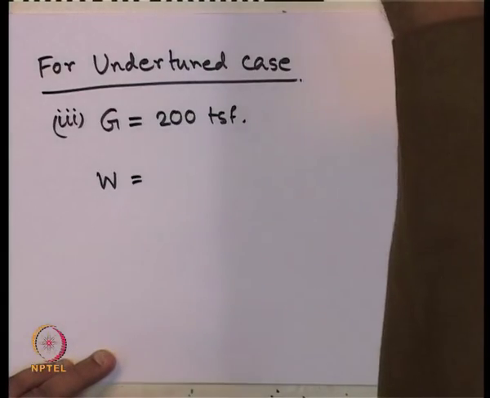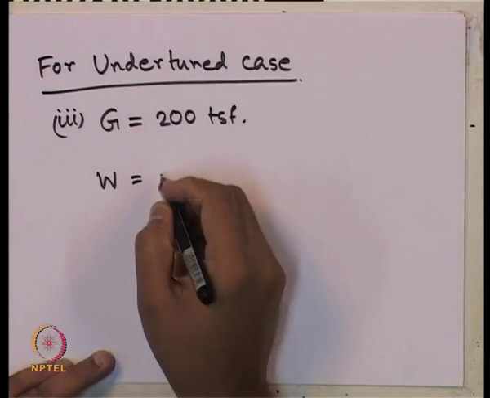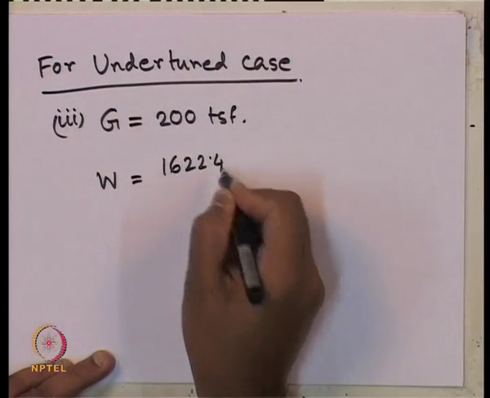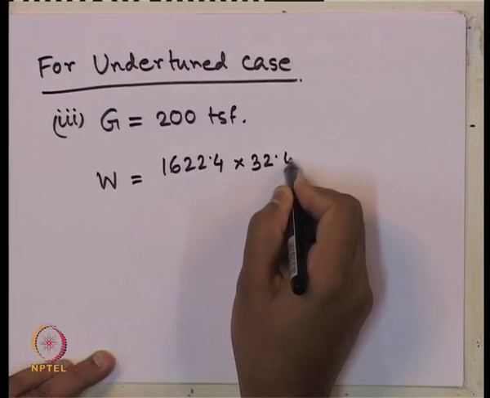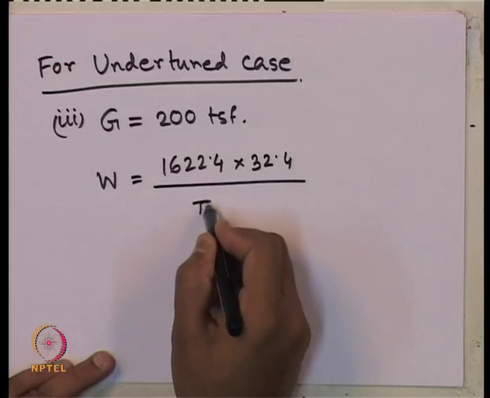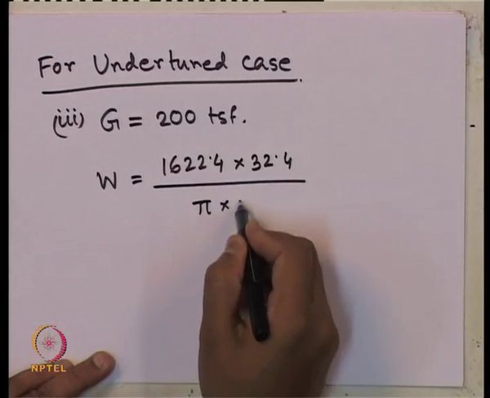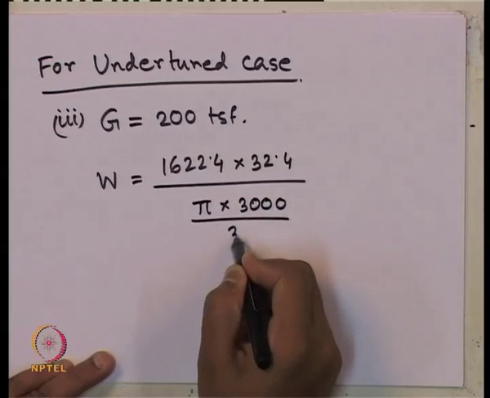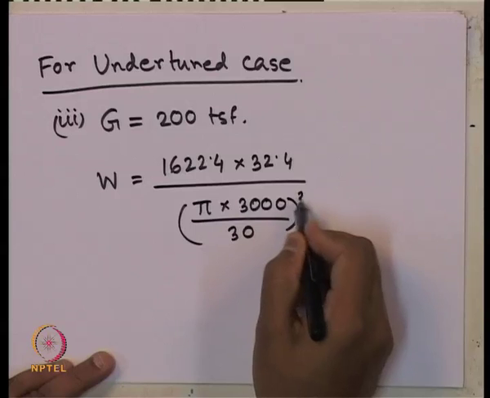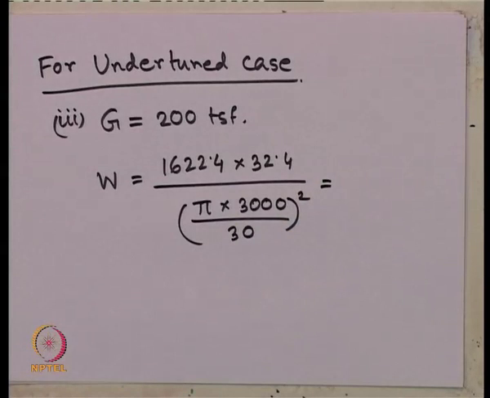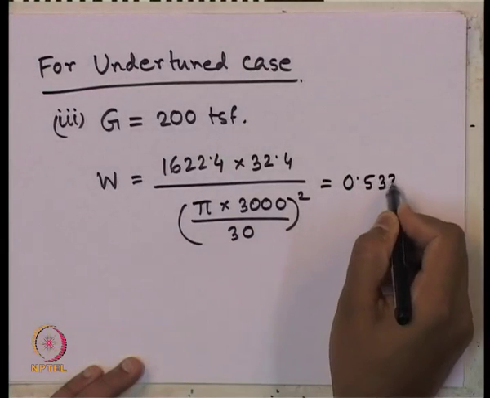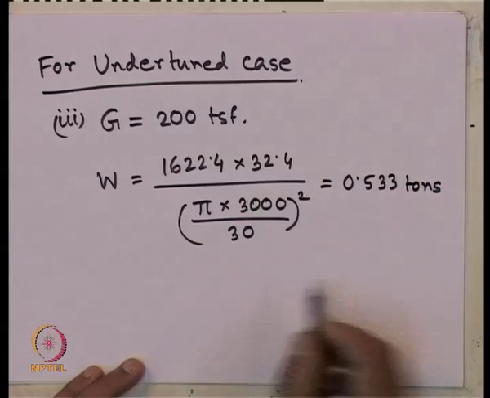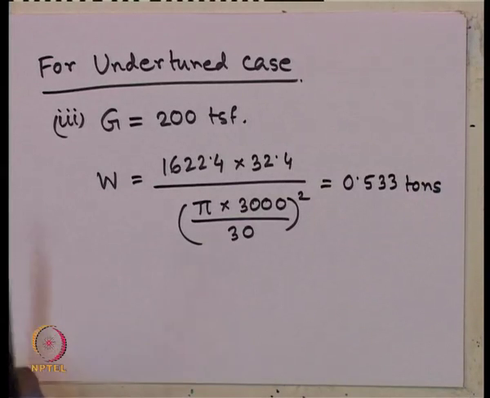How much is K value for 200 TSF? 1622.4, right? 4 divided by pi into this by 30 whole square. How much it is giving us? 0.533 tons. Again, theoretically nothing is required. Let us check the overtuned case.